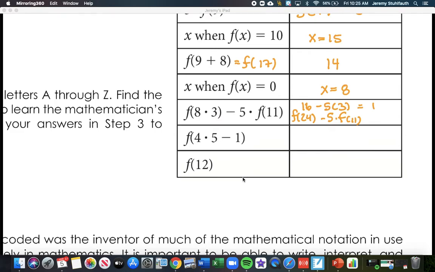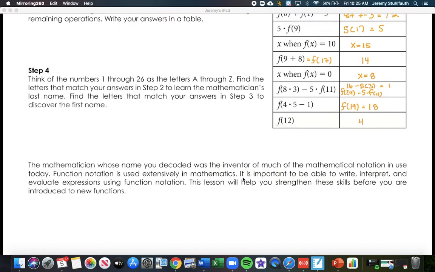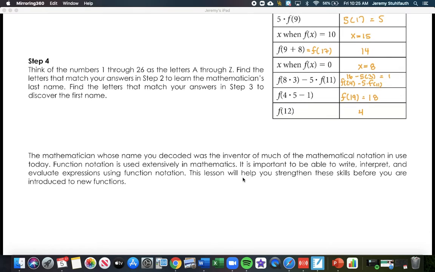Next, we have f of 4 times 5, which would be 20. But then we have to subtract 1, so that's f of 19. And so we know f of 19 is 18. And finally, we have f of 12, which is just 4. So it goes on through here.